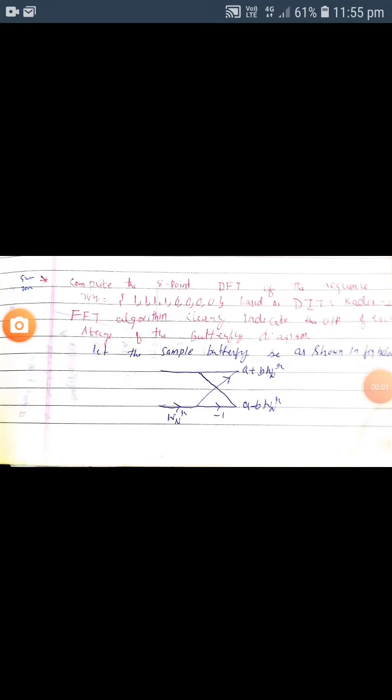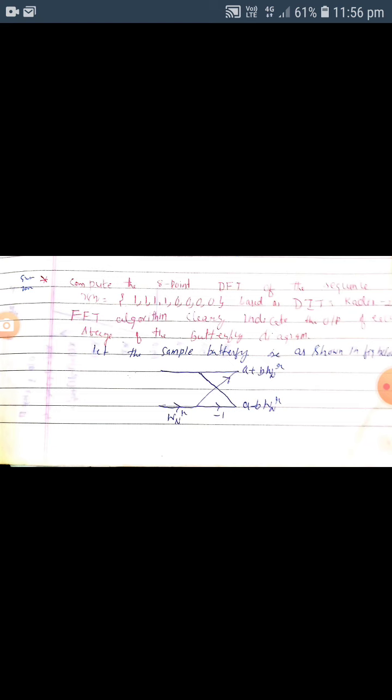Now let us take one problem. Compute the 8-point DFT of the sequence x of n equal to 4 ones followed by 4 zeros, based on the DIT algorithm, radix-2 FFT algorithm.